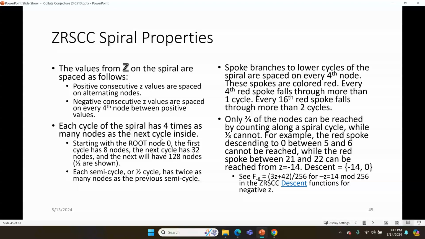the previous semi-cycle. The spoke branches, shown as red dotted lines in the illustration, branch to lower cycles in the spiral after every 4th node, and every 4th red spoke falls through more than 1 cycle, and every 16th red spoke falls through more than 2 cycles, and so forth. So the descent to inner cycles becomes progressively steeper, although less frequent as you go along. Only 2/3 of the nodes can be reached by counting along a spiral cycle, while 1/3 cannot. That's going to be a theorem that we come to soon here. So we'll talk about that.